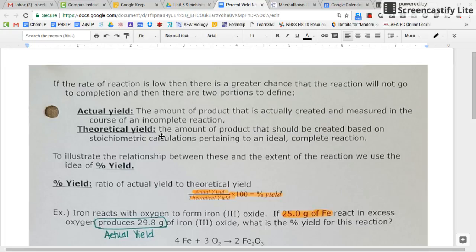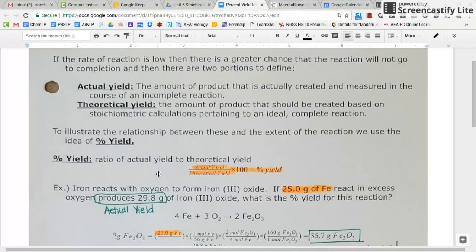You're never actually able to get 100% yield because conditions are never perfect. They are never ideal. You also can't get more than 100% yield because that means you have something other than the product in your product. It's been contaminated with something else, or the reaction hasn't gone all the way to completion. Between 80 and 100% is a pretty good yield.